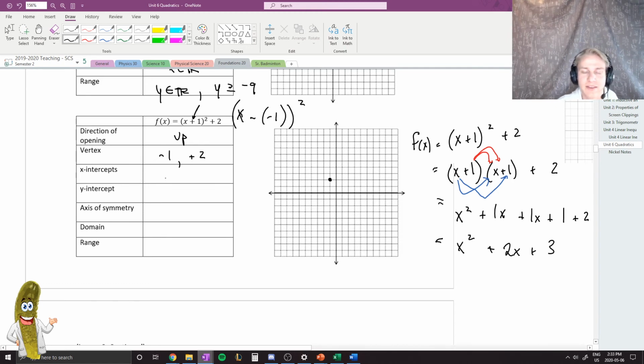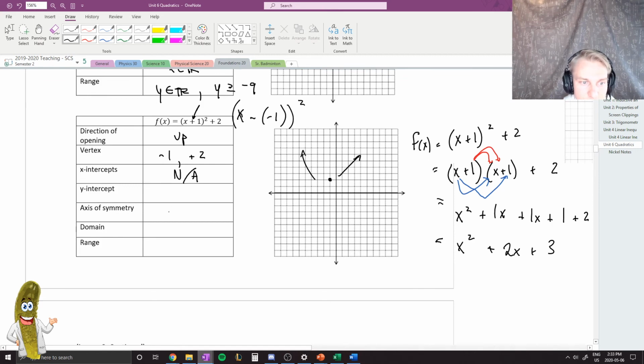Immediately, I can fill in a couple pieces of information. Without really even knowing what my graph looks like, it could be really wide, it could be really skinny, I'm not sure. I know that this will never cross the x-intercepts. So my number of x-intercepts is none. I don't have any. My axis of symmetry, I can also solve for that.